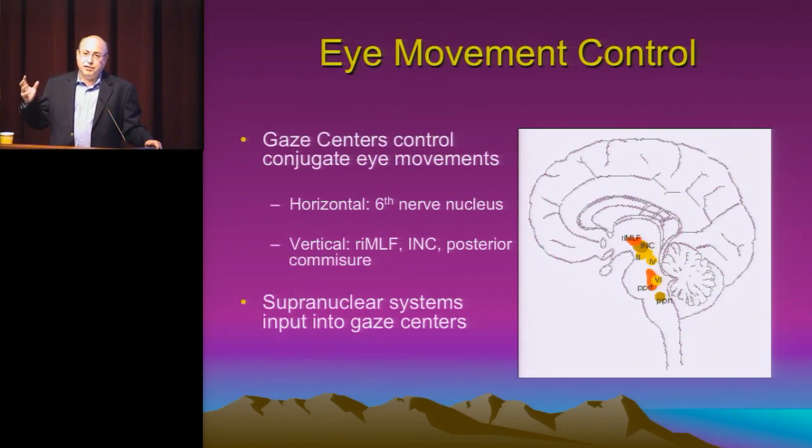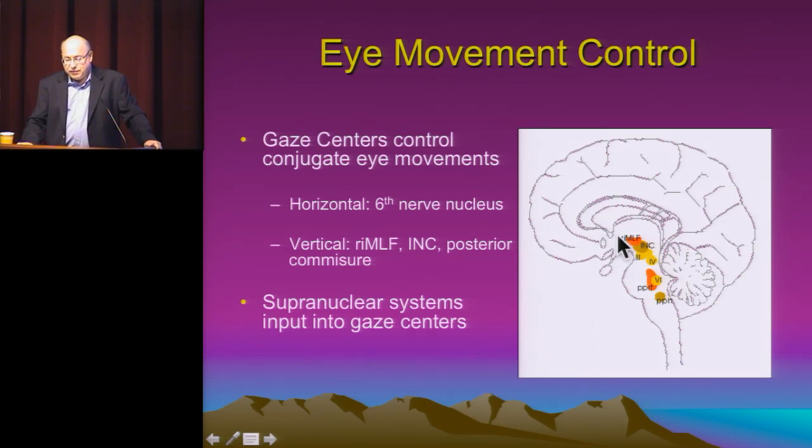But we have control further up in a hierarchy of control with gaze centers that control the eyes moving together, conjugate eye movements. So for the horizontal eye movements, that's the sixth nerve nucleus, which has fibers that go to the sixth nerve itself, and fibers that cross through the MLF to go to the contralateral third nerve. And for the vertical eye movements up and down, we have a gaze center that's the rostral interstitial nucleus of the medial longitudinal fasciculus, the interstitial nucleus of Cajal, and posterior commissure up in the midbrain area. So these supranuclear systems that we're going to talk about input into these gaze centers to make eye movements.